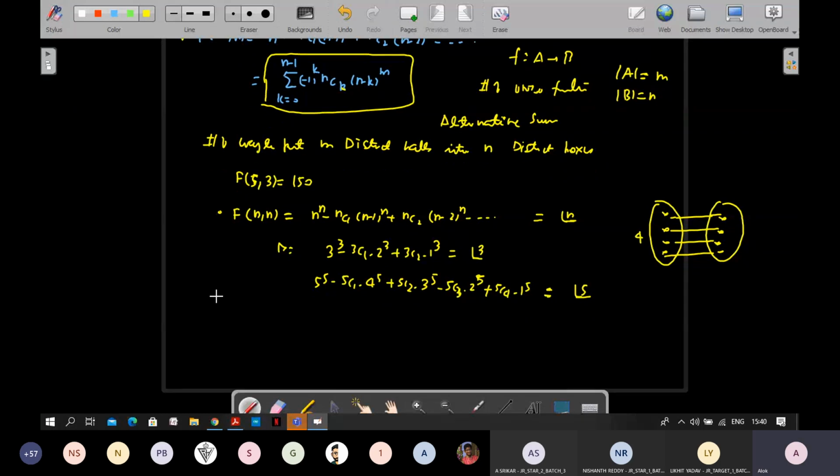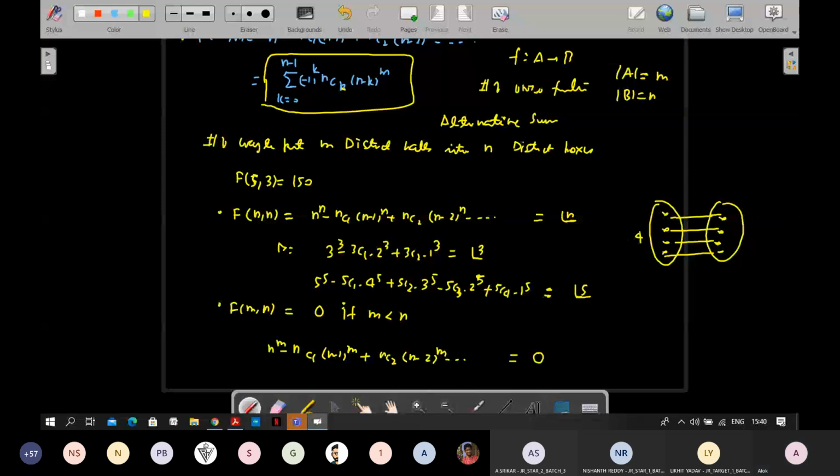So this you will get. The other thing is that F(m,n) is 0 if m is less than n. It means if the number of balls is 3 and boxes are 8, then it can never be an onto mapping. For onto, you know that m must be greater than or equal to n. So it is 0. It means this expression, n to the power m minus n choose 1, n minus 1 to the power m, plus n choose 2, n minus 2 to the power m, and so on, will be 0 in that case. It's very interesting.